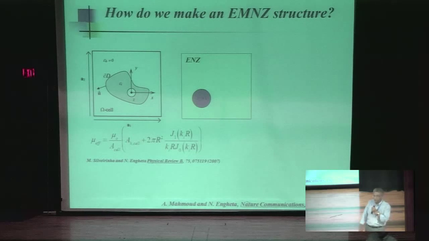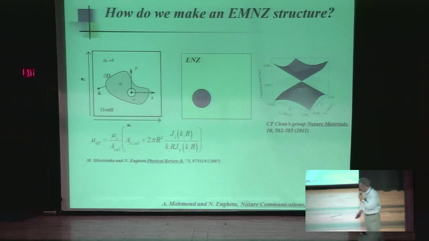Now that's one way to make effective epsilon and mu near 0. But there's another way to have the effective index near 0, and that's done by Professor C.T. Chan, who has shown that you can have, with a photonic bandgap structure design, a Dirac cone dispersion and accidental degeneracy. At that point, you can actually have effective index near 0. And my good friend Eric Mazur's group has actually done experiments on those photonic bandgap structures with the Dirac cone, showing that indeed you can have effective n near 0.